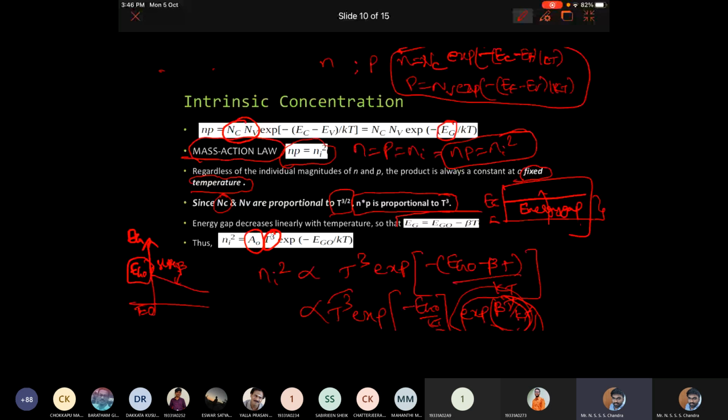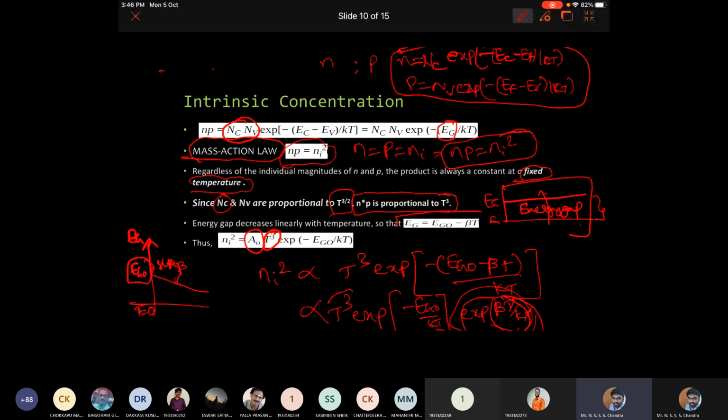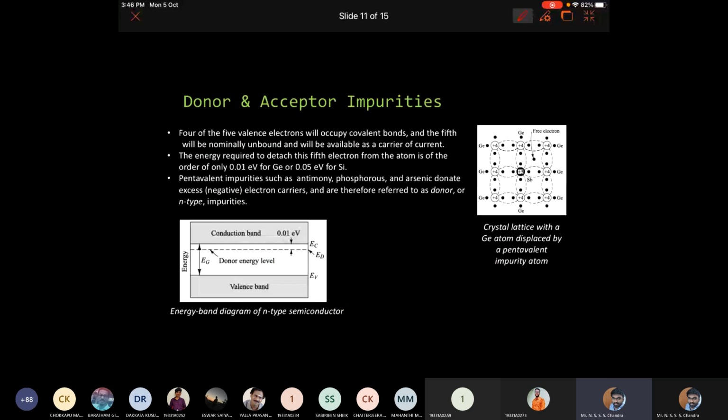So that's it with your intrinsic semiconductor. In the intrinsic semiconductor, we have seen the concentration of N, and the concentration of P, and then we have seen N into P is equal to Ni square.